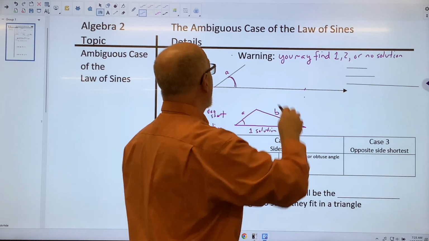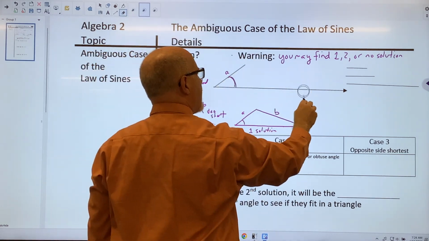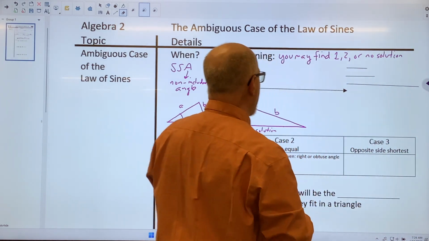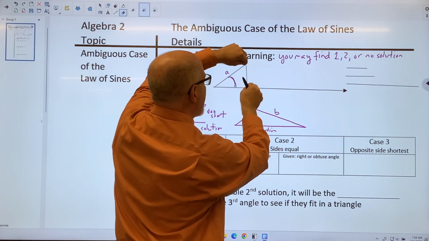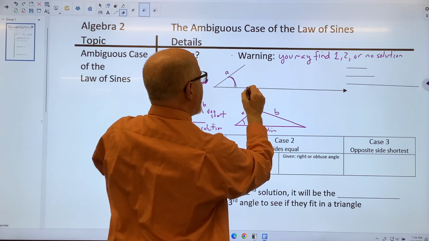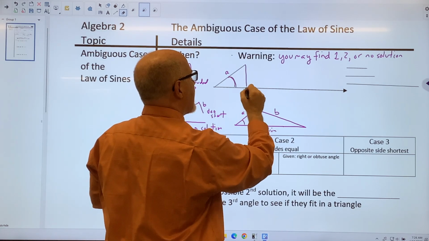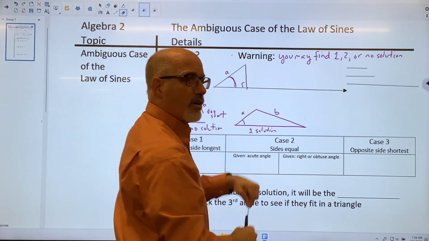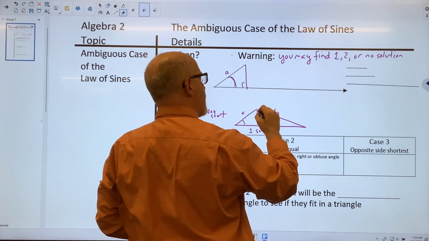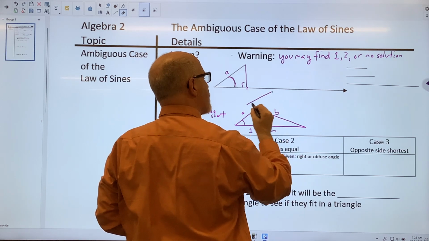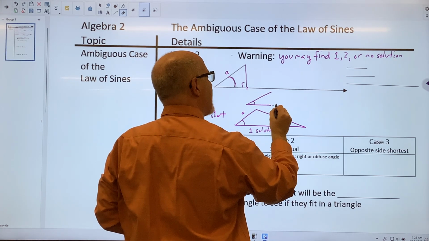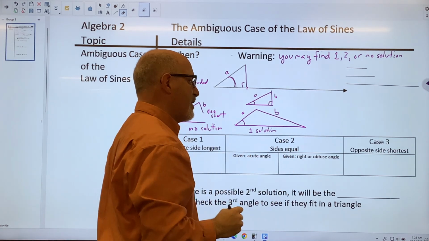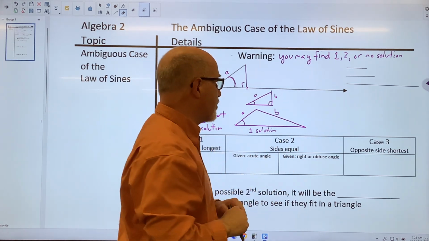Another possibility for one solution is what if we're given a length of side here, and when you swing it, it comes down and hits at a right angle, like right here, and so we get a right angle. It just happens to be the exact size for a right angle, and so we get a right triangle. So another idea for one solution would be if it forms a right angle with that side.